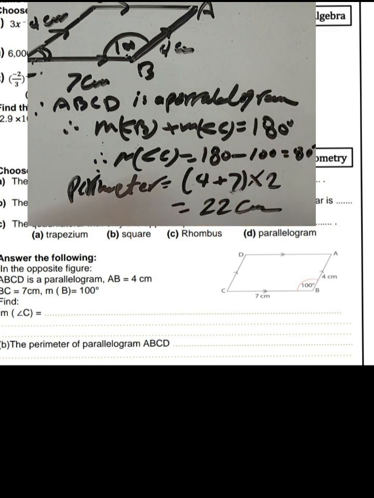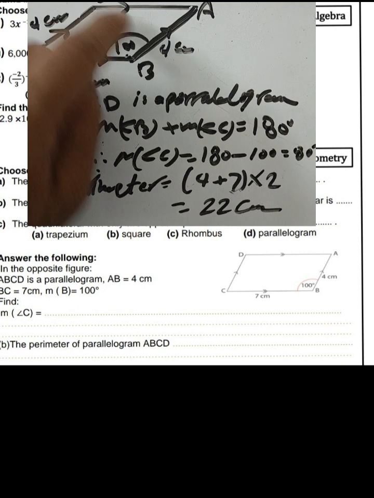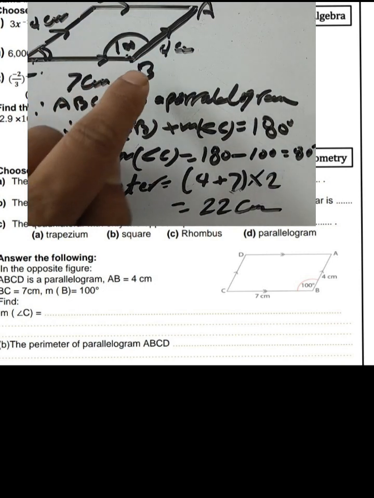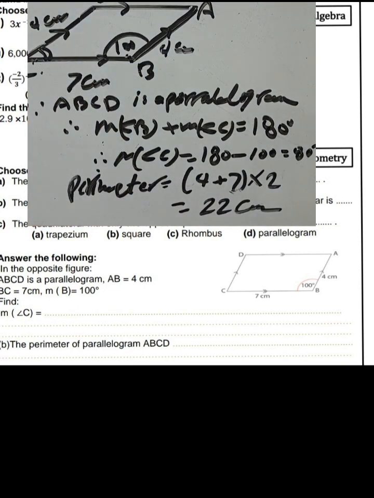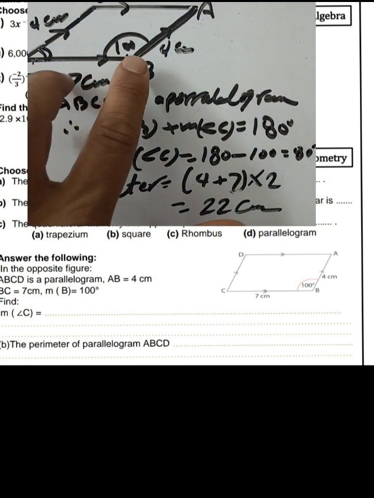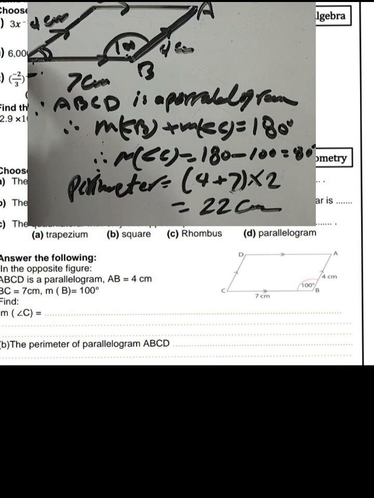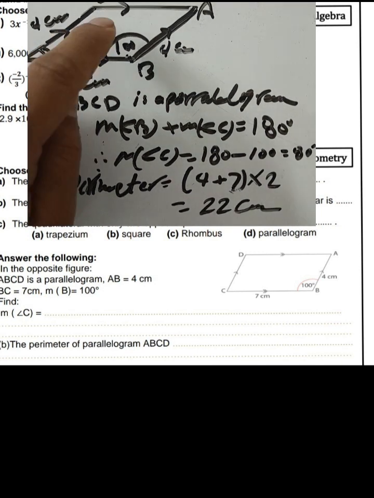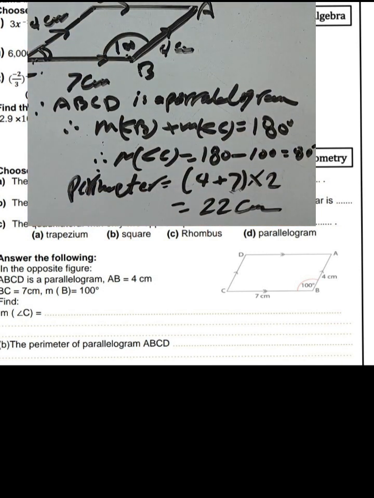The properties of a parallelogram: each two opposite sides are equal in length, and each two opposite angles are equal in measure. Measure of angle B plus measure of angle C equals 180. We call it supplementary angles. The sum of them equals 180. Then the measure of angle C is 180 minus 100 equals 80 degrees, and the perimeter of the parallelogram equals the sum of two adjacent sides multiplied by 2. 4 plus 7 equals 11 times 2 equals 22 centimeters.